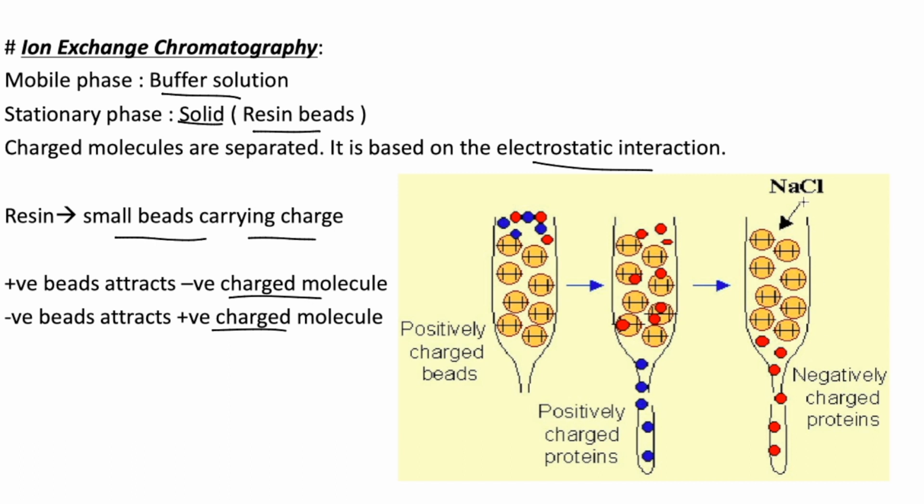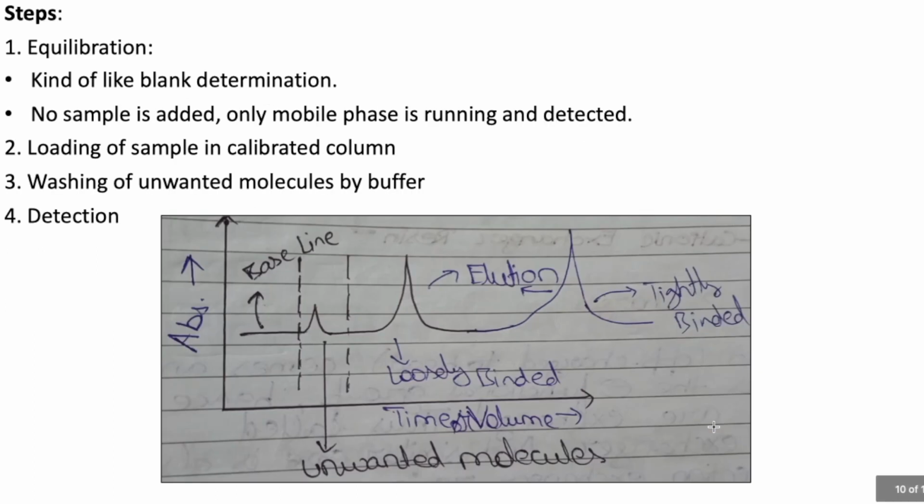After that you can apply some other eluents, so that your negatively charged ions can also come out. So that's how you can separate out the charged ions.